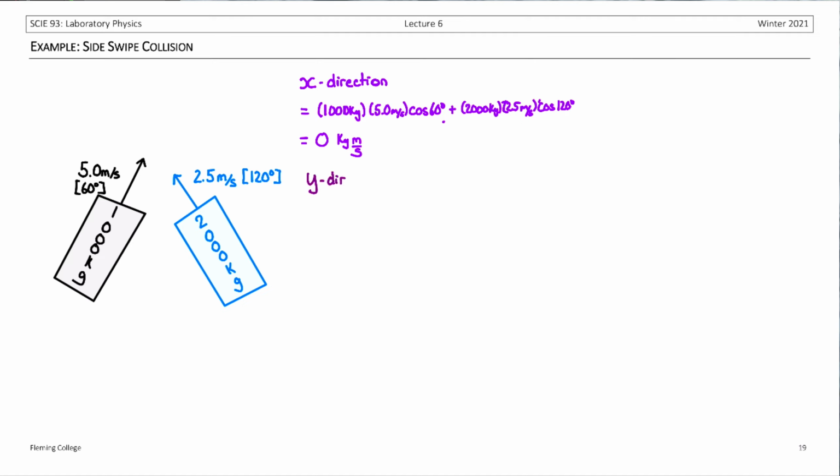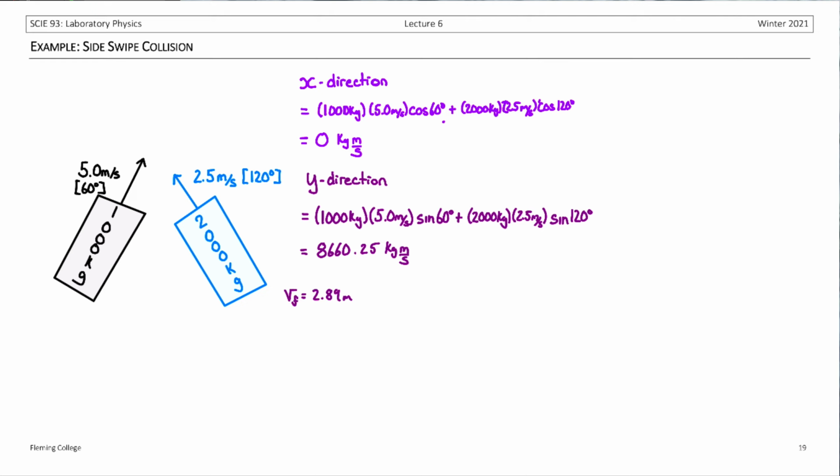We can complete a similar calculation for the y direction, this time using the sine. Which gives us a momentum in the y direction of 8,660, which would give the two cars an approximate final velocity of 2.89 meters per second. So you can see this would have the smallest impact of all the collisions on the lighter vehicle, and the heavier vehicle wouldn't see an abrupt stop at all. It actually would pick up a little bit of speed.